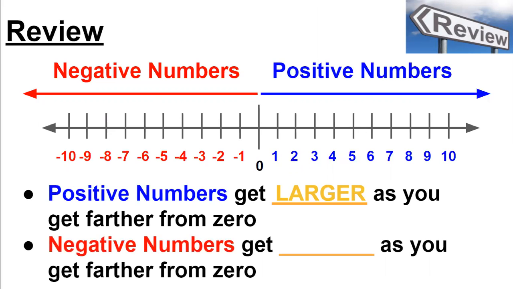And negative numbers get blank as you get farther from 0. Did you say smaller? Very good. Why is that? Because -10 is farther from 0 than -1. And -10 is a colder temperature than -1. So it is a smaller or more negative number.